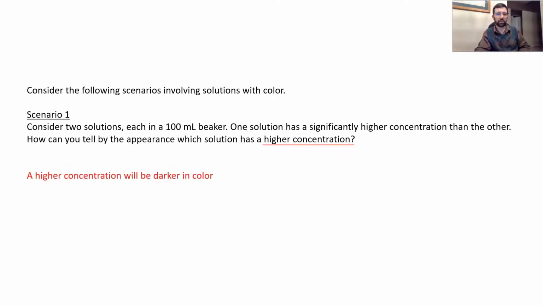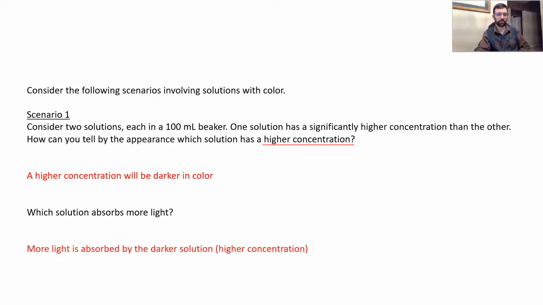Well, a higher concentration will be darker in color, and that's the way that you would know that something was a higher concentration if it were a colored solution. Which solution absorbs more light, the higher or lower concentration? More light would be absorbed by a darker solution or a higher concentration. So if more light is being absorbed, that means it's going to appear darker in color, and that indicates a higher concentration. Important to keep that in mind.